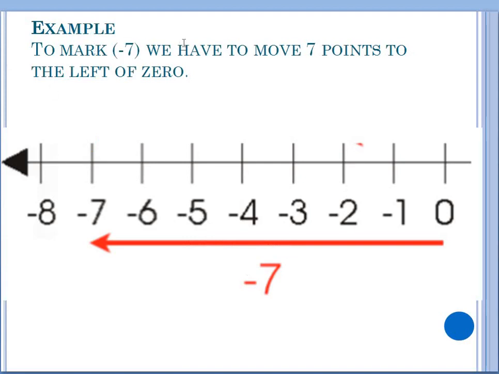For example, mark -7 is the question. Then how can you mark? Here at the 7, here you have to put the mark up to this. It is -7. Put the mark, or you can put a circle around it over here also.